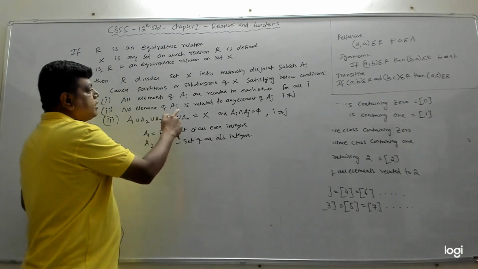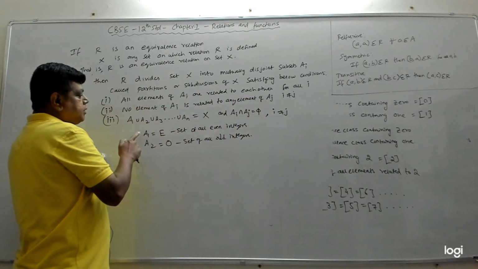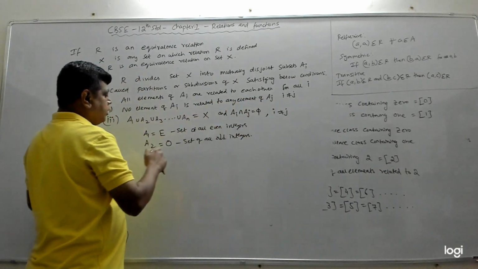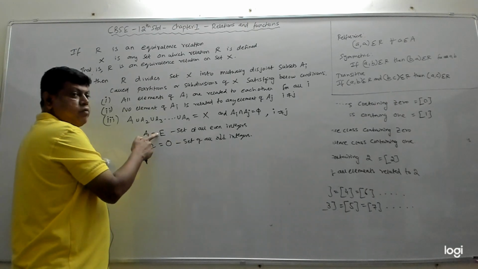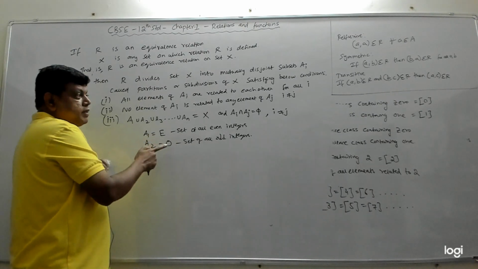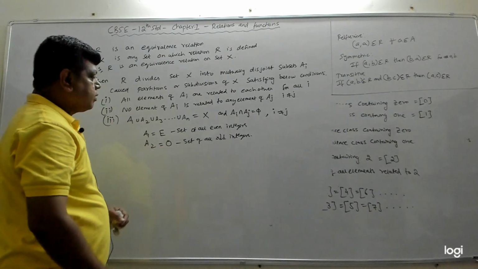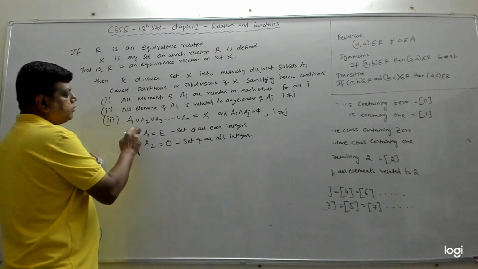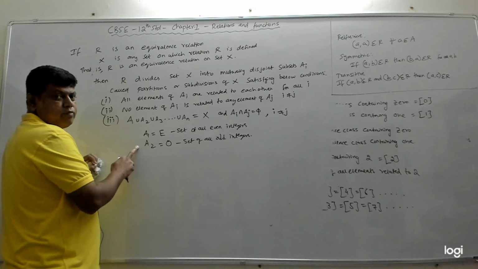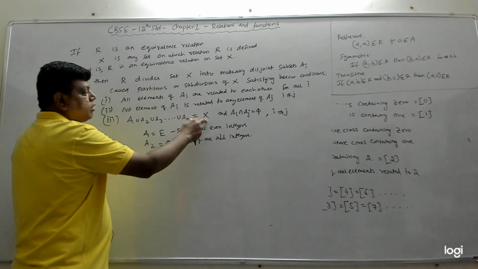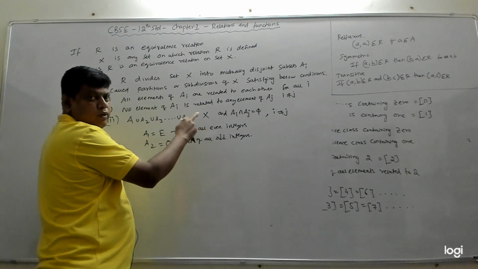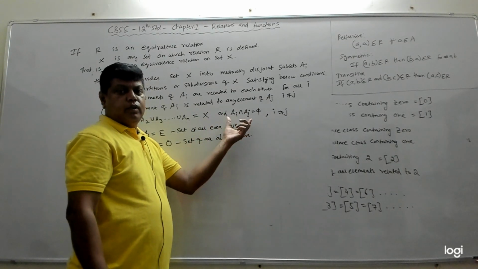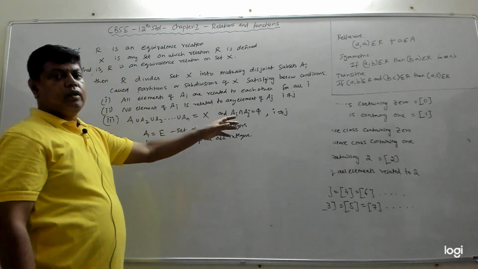And no element of Ai is related to any element in Aj, which means no element of A1 is related to any element of A2, which is true. No element of E in the previous example was related to any element of O, right? And also, if you take the union of A1 and A2, here there are only two partitions, that will give you the set Z. In the previous example it was Z, right? And E intersection O, this set intersection this set, was empty.